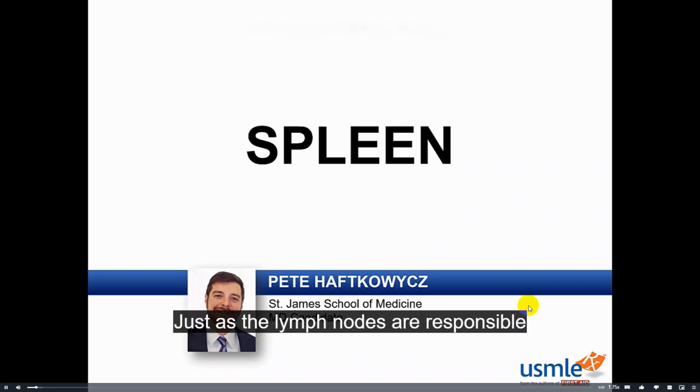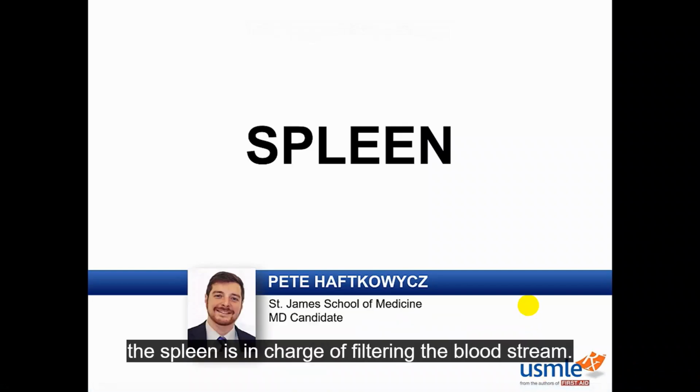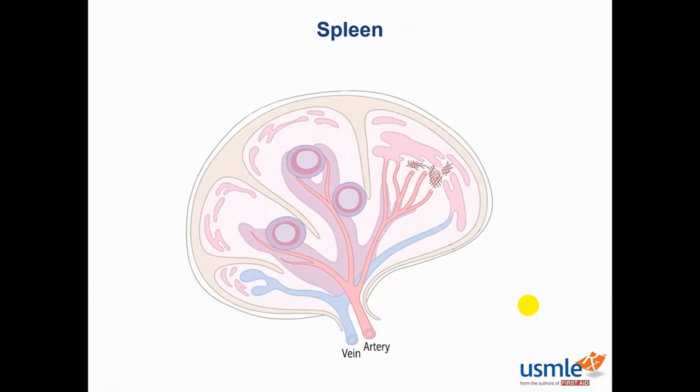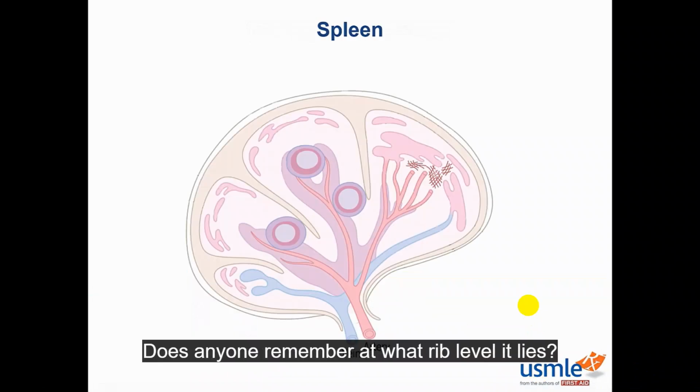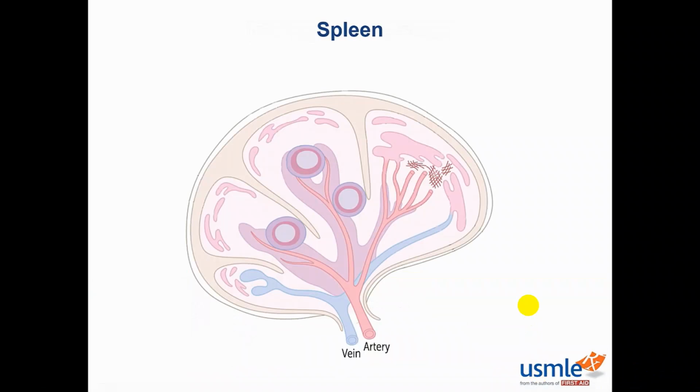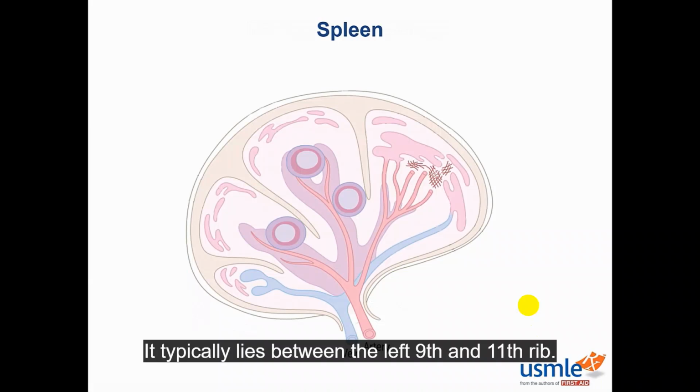Just as the lymph nodes are responsible for filtering lymphatic fluid, the spleen is in charge of filtering the bloodstream. The spleen is an organ located in the left upper quadrant. Does anyone remember at what rib level it lies? It typically lies between the left 9th and 11th rib.